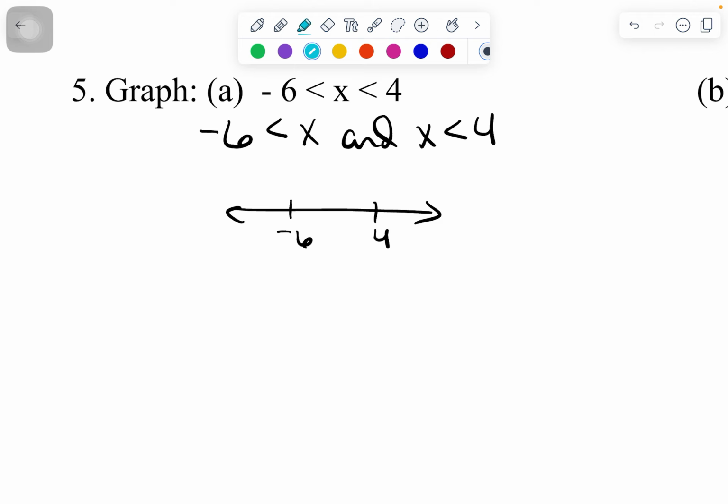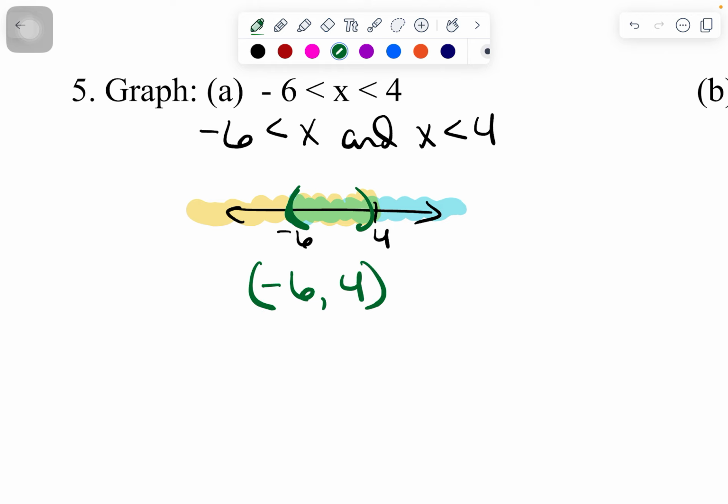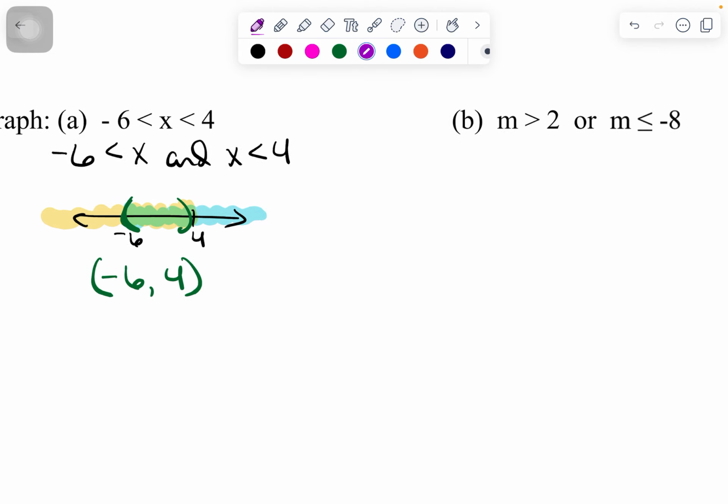So let's see. From -6, I need to shade numbers larger than -6. And at -6 itself, we're going to use a parentheses here. And then from 4, I want x to be less than 4. So I'm going to shade less than 4. And again, parentheses. And so I'm looking for where I have both blue and yellow shading, which makes a pretty little green in the middle here. So -6 to 4 with parentheses on both ends. So that's part A. Let's go ahead and slide on over to part B.